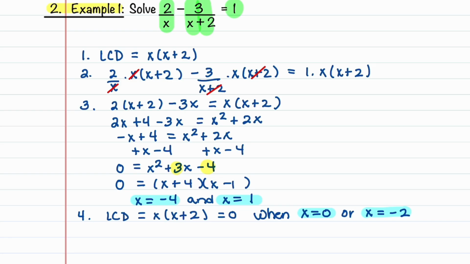We can now write down our solutions, and our solutions are x is equal to minus 4 and x is equal to 1. Let's now look at another example that's a little bit more complicated.